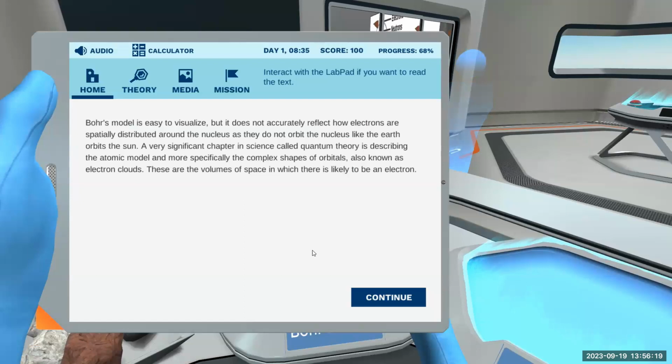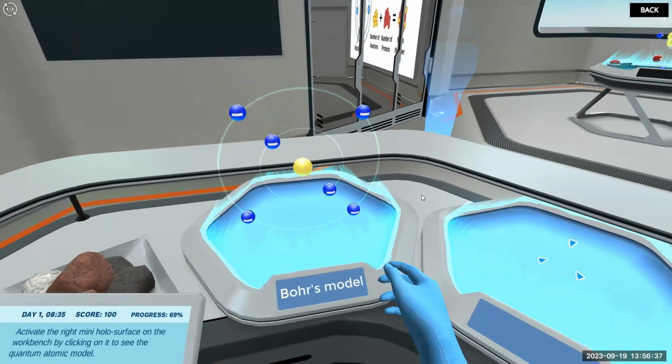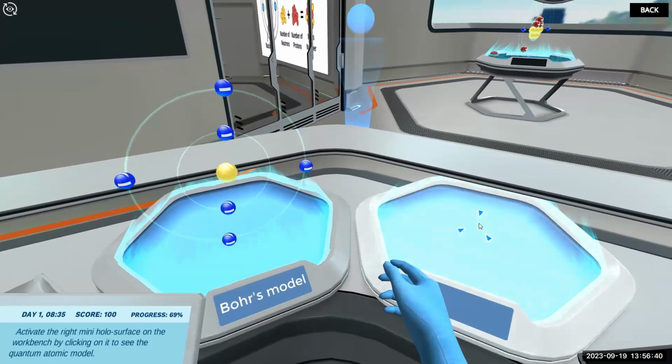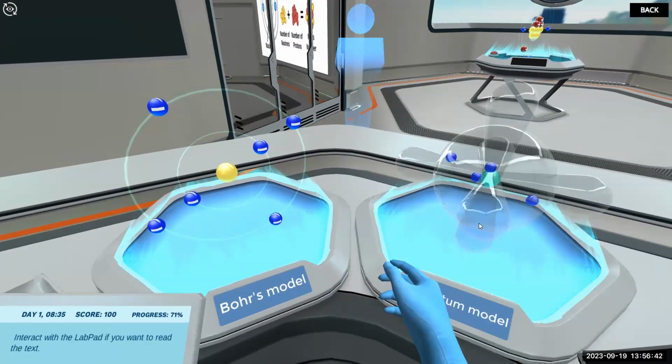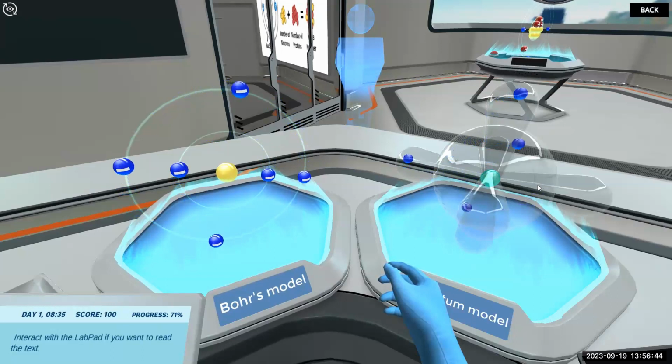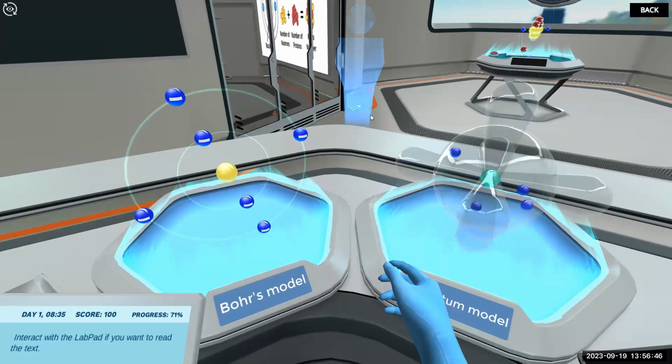A very significant chapter in science called quantum theory is describing the atomic model, and more specifically the complex shapes of orbitals, also known as electron clouds. These are the volumes of space in which there is likely to be an electron. Activate the right mini hollow surface on the workbench by clicking on it to see the quantum atomic model. As you can see, the electrons orbit the nucleus in a more complex pattern.